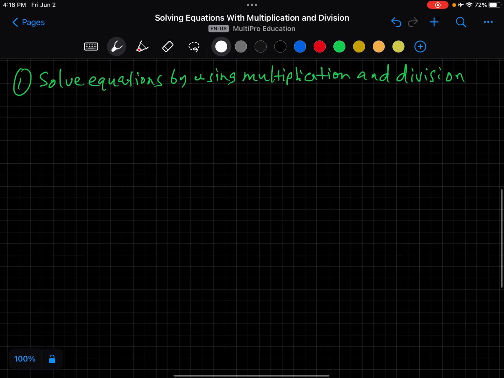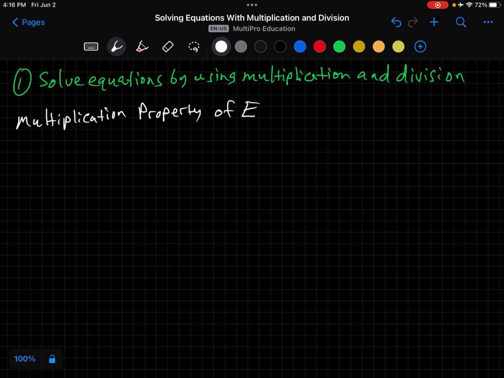Let's look at a property. Like we did last time, we had two properties, and today we're going to cover a couple more properties. So today we're going to talk about the multiplication property of equality. Alright, so this is going to be very similar to what we talked about before. We're just going to replace the words addition and subtraction with multiplication.